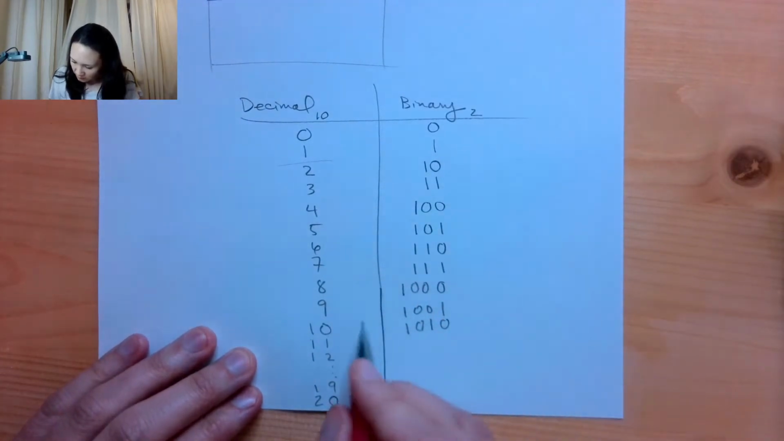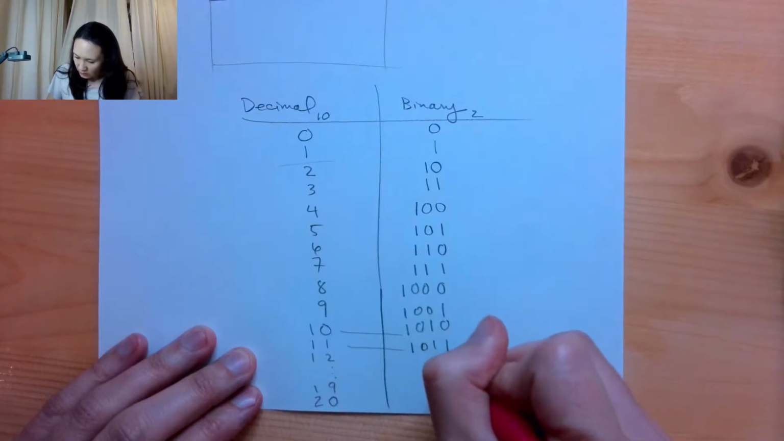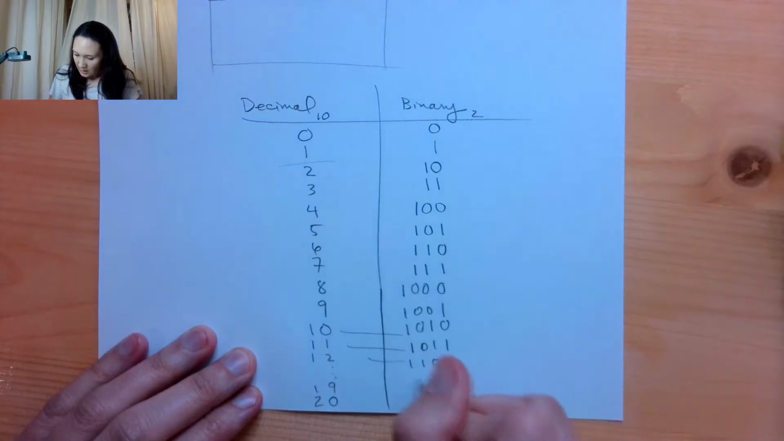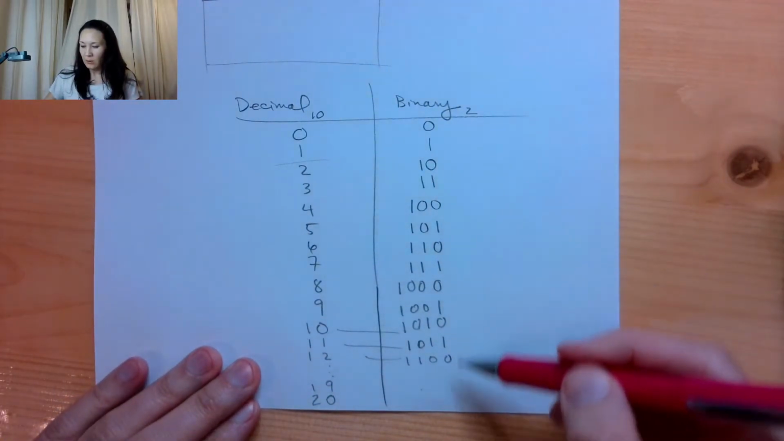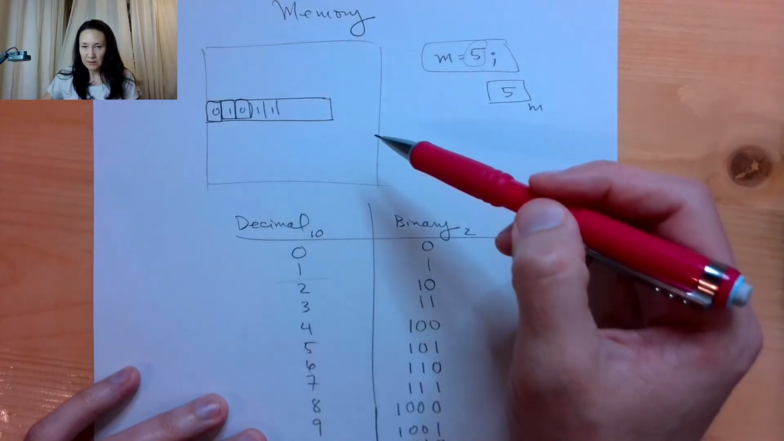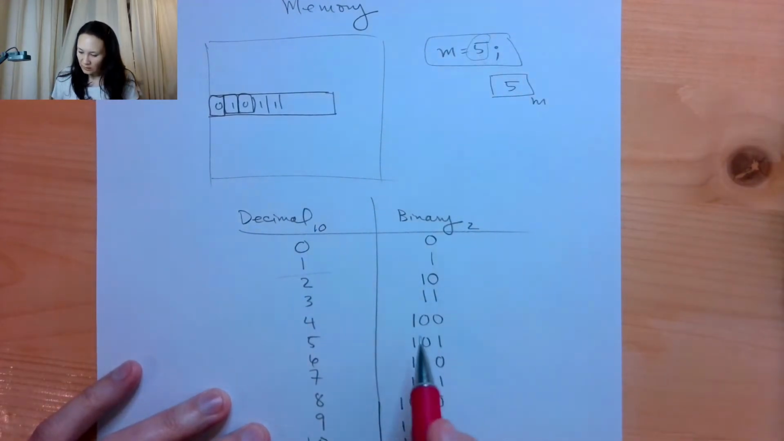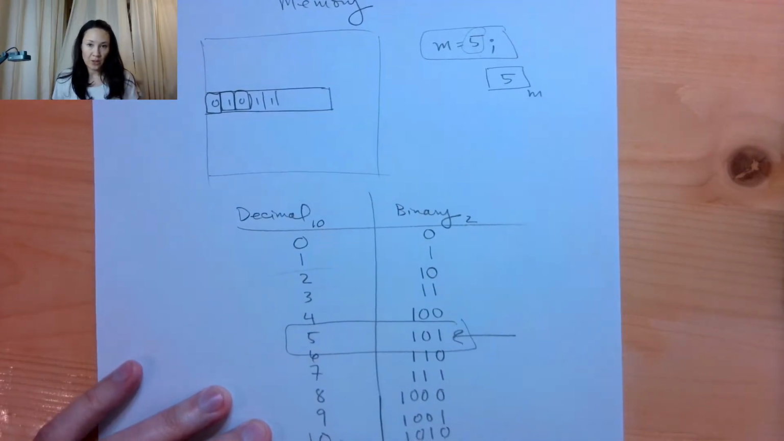And then, let me make sure these line up. 1, 1, 1, 0, 1, 1. And this is 1, 1, 0, 0, and so forth. So this is how we make the binary number system. In this case, where we wanted to grab a spot in memory and store in it the number 5, what's actually getting stored is this right here, okay?